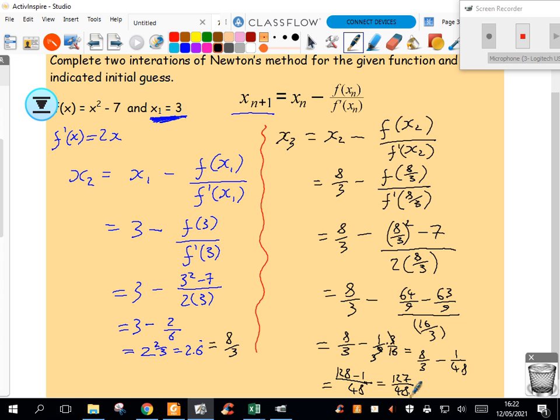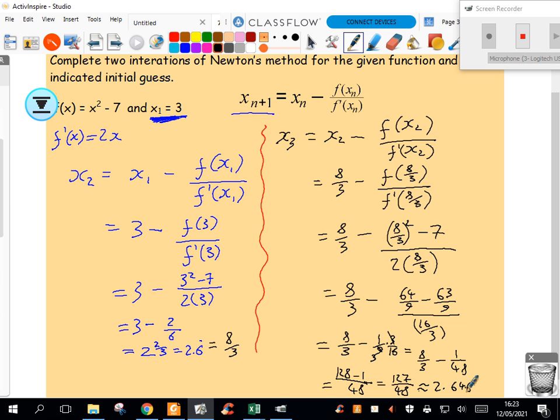Of course, you don't need to do it by hand. You can just type it all into your calculator. If you type that into your calculator, which I have done here, that's approximately equal to 2.646. Okay, so it's a closer root.